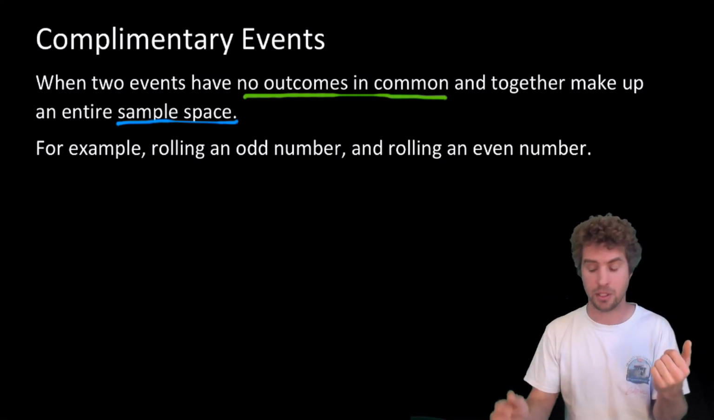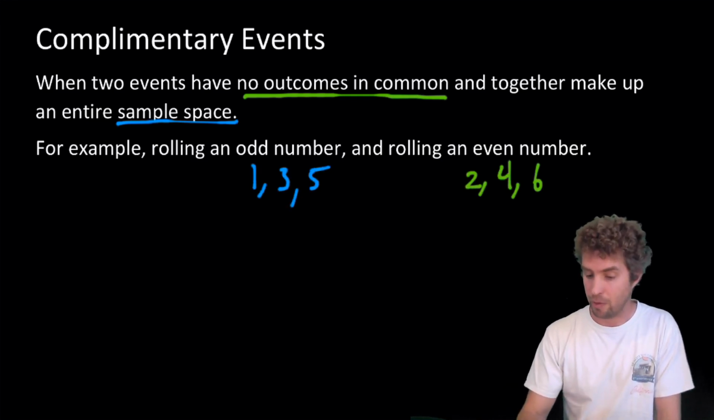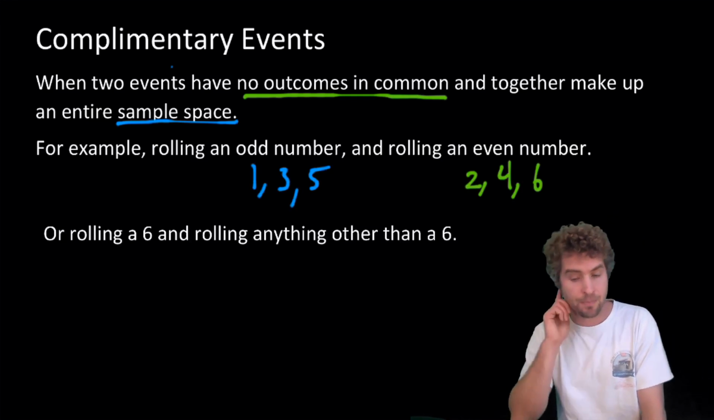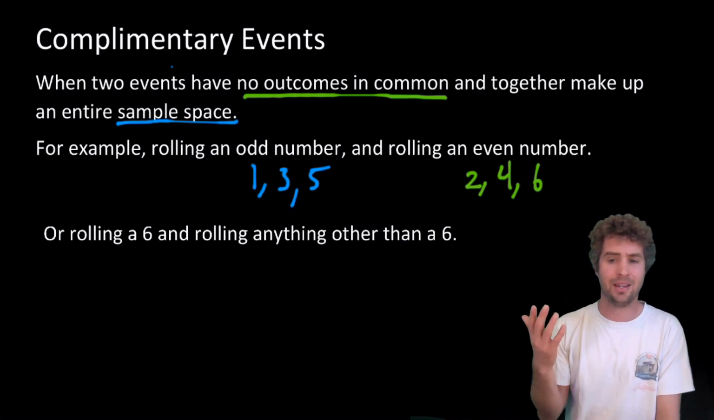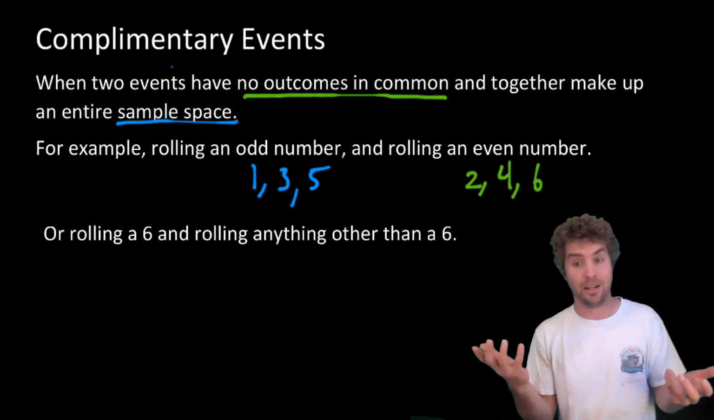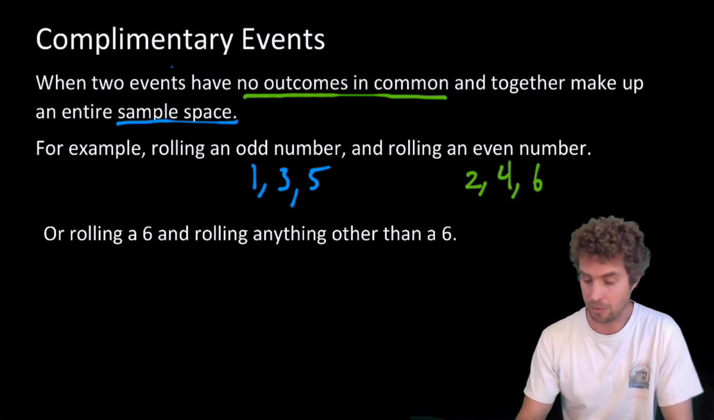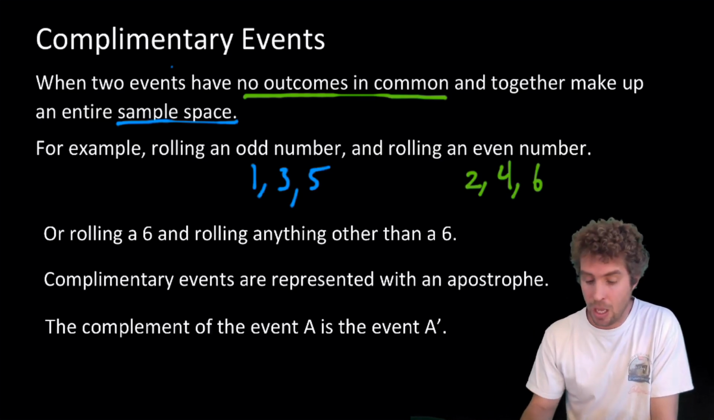And odd numbers and even numbers on a dice make up the entire sample space: 1, 2, 3, 4, 5, 6. Like so: 1, 3, 5, 2, 4, 6. Those are our complementary events. Another way that complementary events happen, you might say rolling a 6 and rolling anything other than a 6. It's kind of obvious, but that's the sort of thing we sometimes see with complementary events.